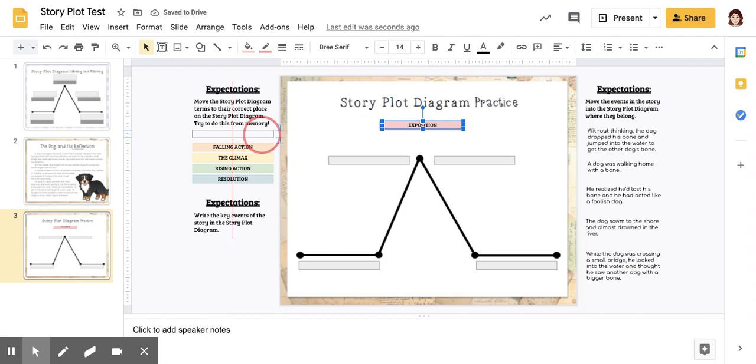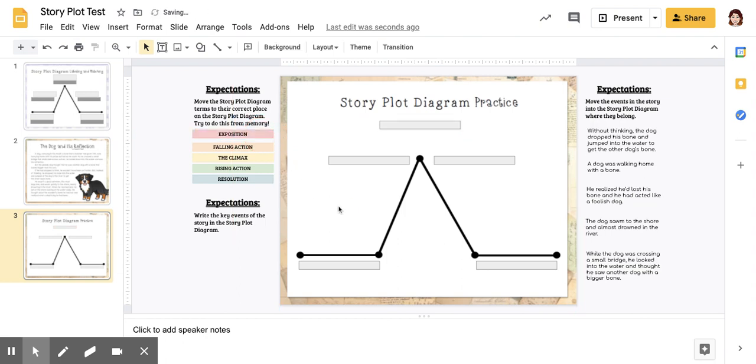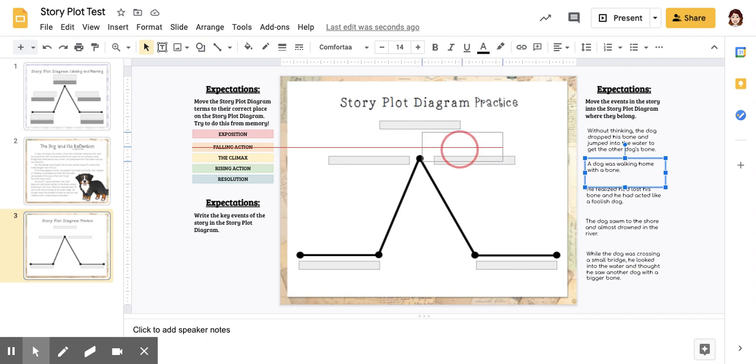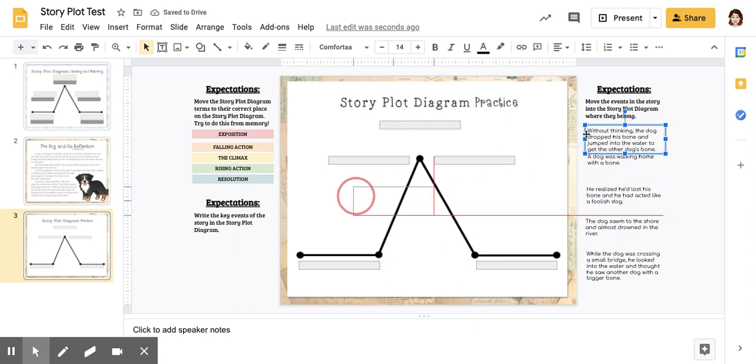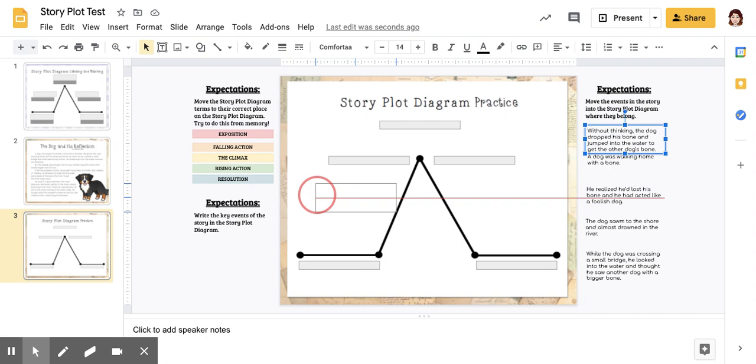And once you have placed those story plot terms in their correct position, then you can move to the events that are on the right-hand side of the screen. These events come from the story on slide 2. You're going to put the events in order around the story plot diagram based on where you believe they belong, starting from beginning, middle, or end. You'll need to click and drag each one of the story events and put it in the correct place on the story plot diagram.